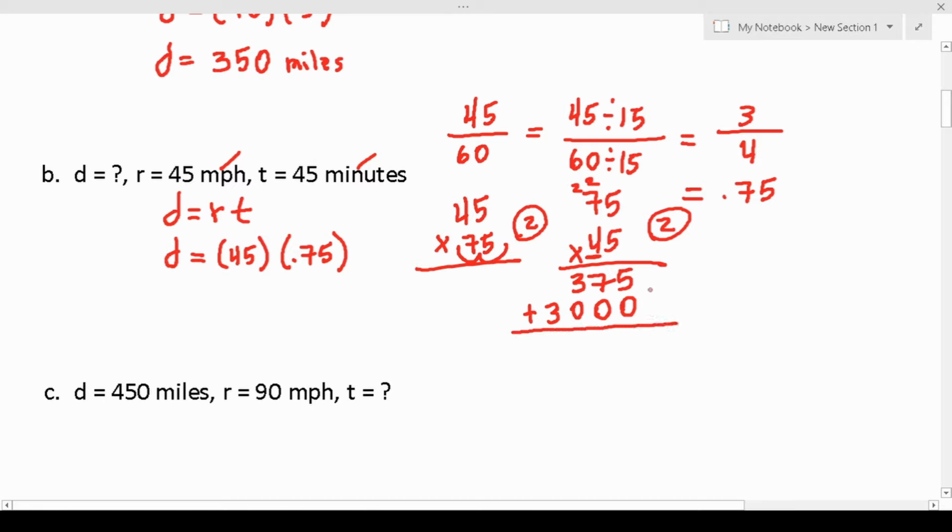So let's go ahead and add these. 5 plus 0 is 5. 7 plus 0 is 7. 3 plus 0 is 3. And nothing plus 3 is just 3. Shift in our 2 decimals, 1, 2. And we can see that this distance becomes 33.75 miles. Okay, so again, it's important to be mindful of the fact that your rate and time have to be in the same units. If this is given in miles per hour, your time has to be in terms of hours as well. Okay.